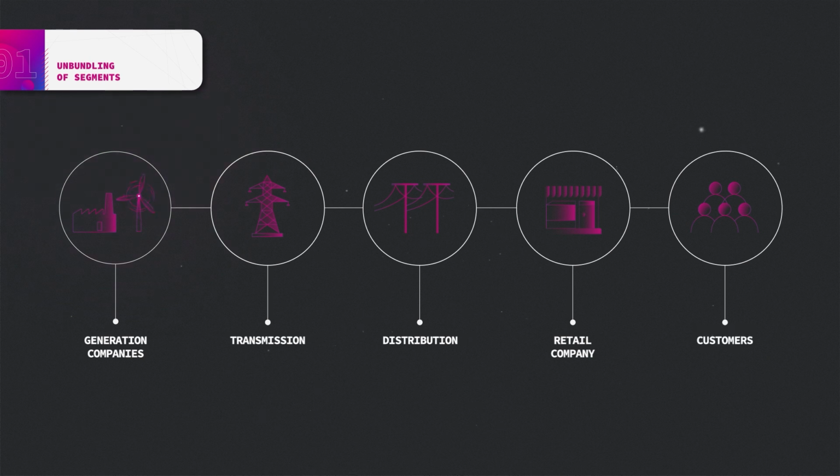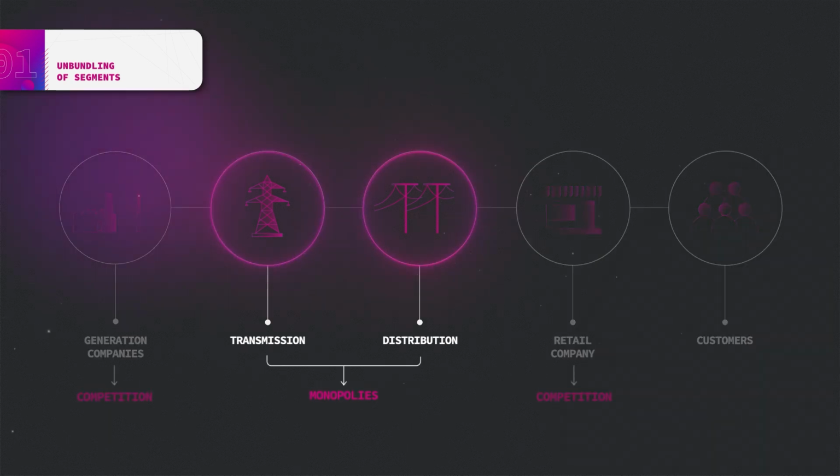Summing up, unbundling is the separation of energy supply from the operation of the power grids, to ensure fair competition and reasonable prices for consumers. The monopolies left are the transmission and distribution grids. Therefore, they have to be regulated.